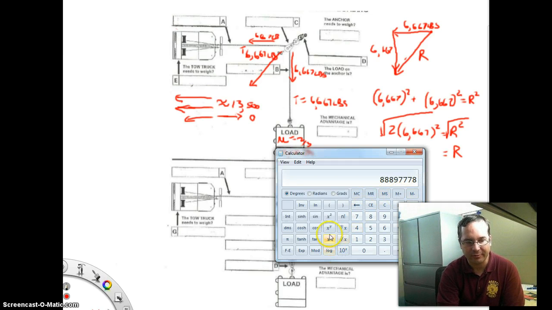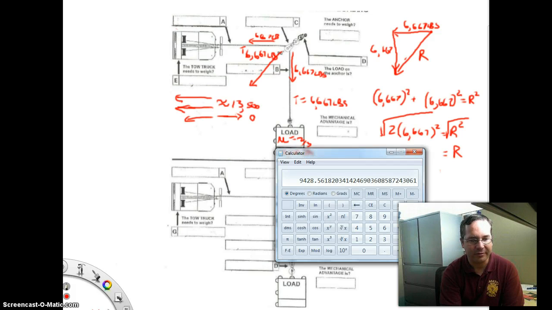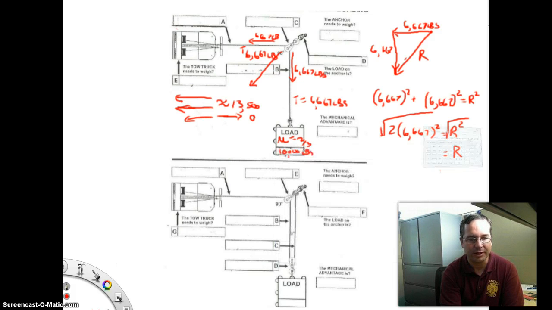So now I'm going to take the square root of this. The easiest way in this calculator to do that is x to the y, and I'll raise it to the 1/2 power, which is equivalent to taking the square root. And so what we find is that the force in the resultant vector is 9,429 pounds with the rounding. 9,429 pounds.